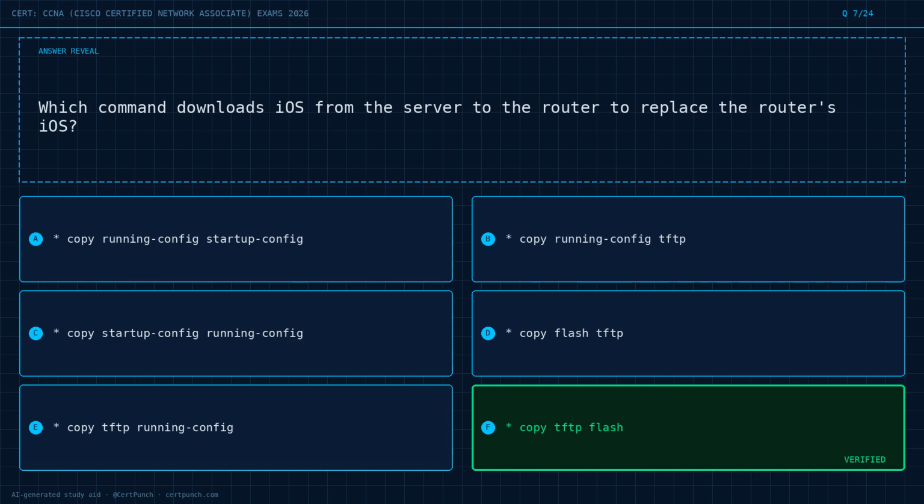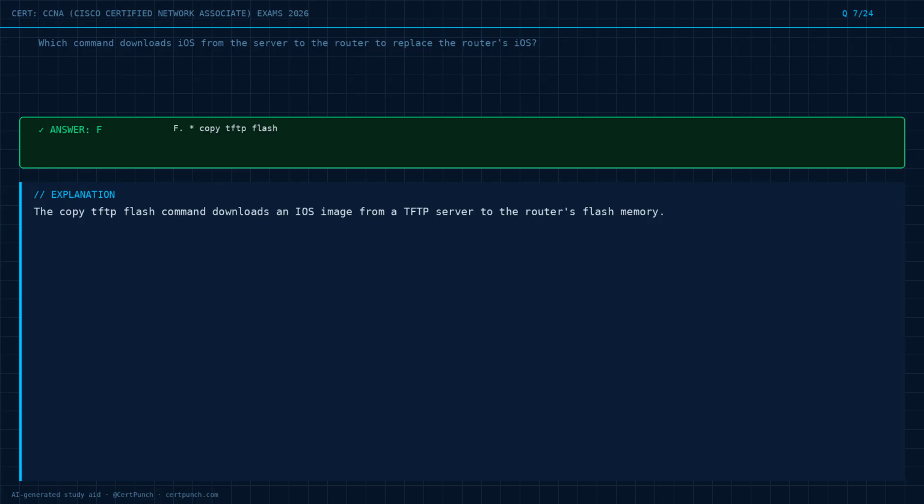The answer is option F. Exam logic. The copy TFTP flash command downloads an iOS image from a TFTP server to the router's flash memory.